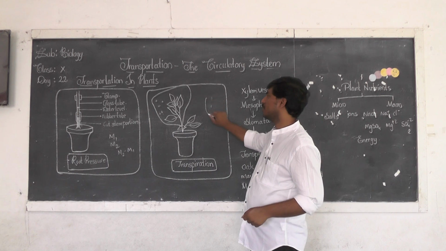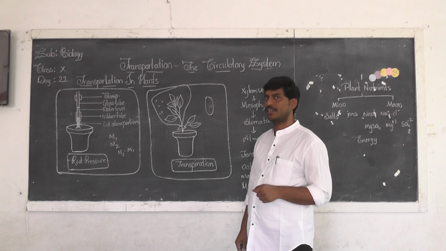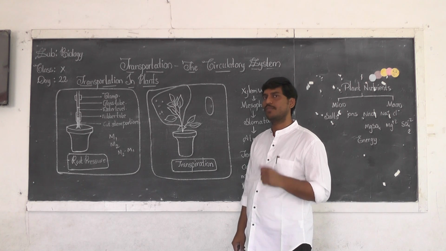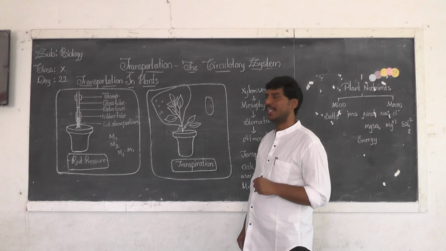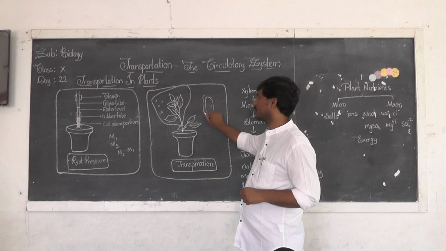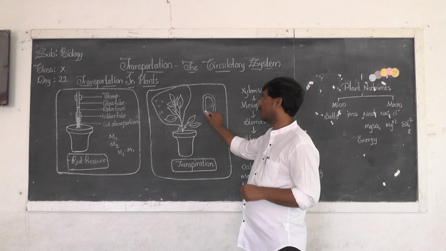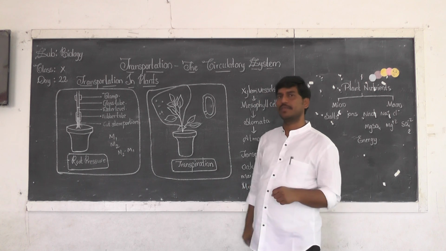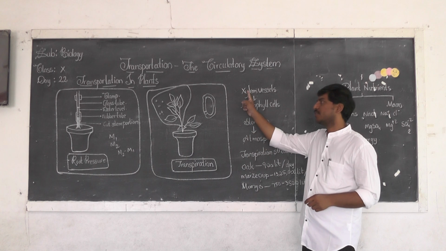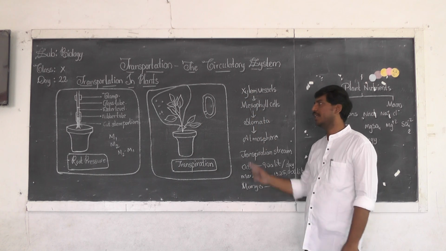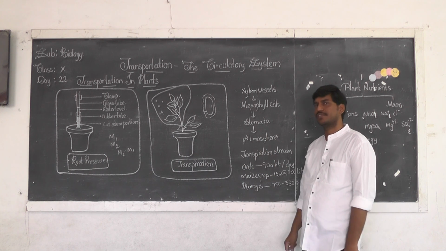Suppose this is a mesophyll cell. We have actually discussed this in the case of respiration also: the gases are dissolved in the water film of the mesophyll cells. So a thin water film is present surrounding the mesophyll cells. Like this, from the xylem vessels, the water is taken up by the mesophyll cells and surrounds them.